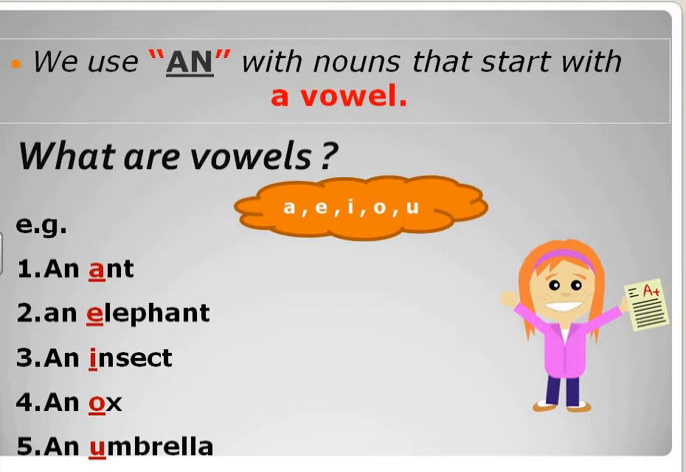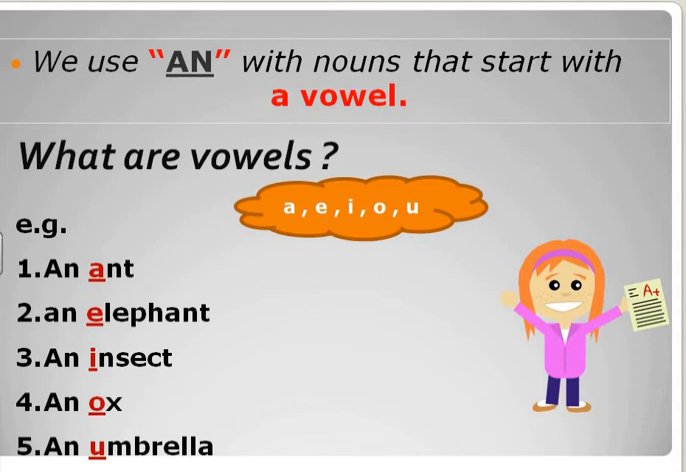Good. Number three. Insect. The word insect starts with the vowel I. So we say an insect. An insect. Repeat. An insect. Very good. Number four. Ox. The word ox starts with the vowel O. So, what will we say? Excellent. We will say an ox. An ox. Repeat. An ox.